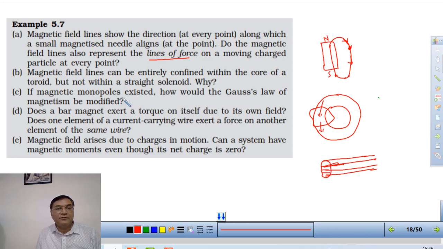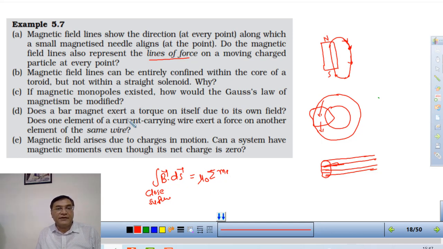If magnetic monopoles exist, how would your Gauss law of magnetism be modified? We know that Gauss law is the closed surface integral of B dot ds. If a monopole exists, it may not be zero. So I have to add mu 0 times the sum of all these magnetic poles. Right now, there are as many north as south poles, so the answer is 0. So I have to make that modification.